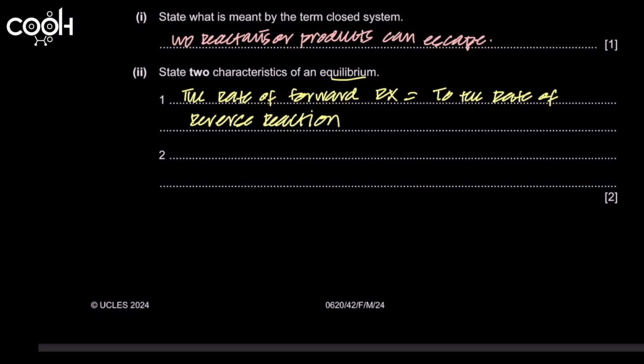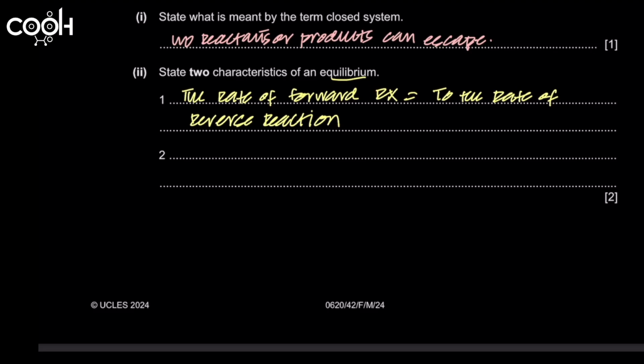So the speed, the time it takes to go from reactants into products is the speed with which the products go back into the reactants. So the speed with which the reactants go into product is the speed with which the products go back into the reactants. That's why we say the rate of forward reaction equals the rate of backward reaction.